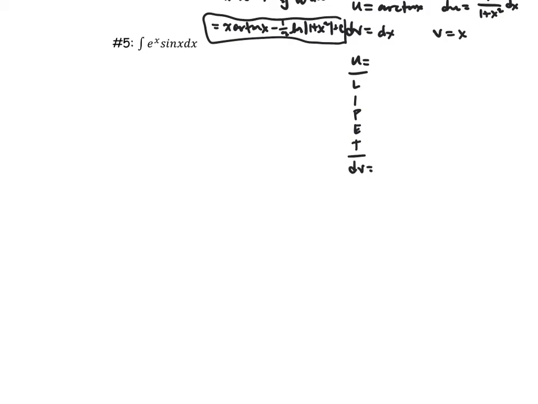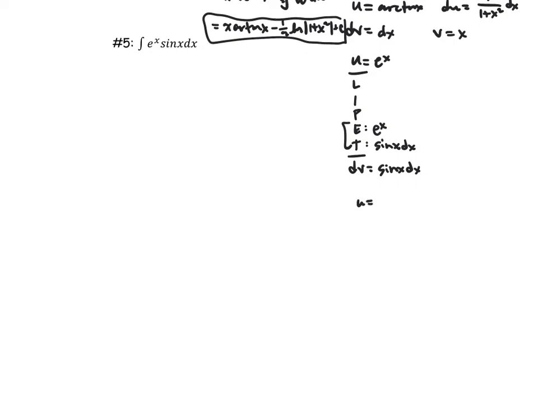Okay, so it looks like I've got an exponential function, which is e to the x, and a trig function, which is sine x. So I'm going to tag sine x with dx, and u will be e to the x. Now, in the case of the exponential and trig, these are actually interchangeable, and it doesn't matter which one's which. I'm going to use e to the x as u.